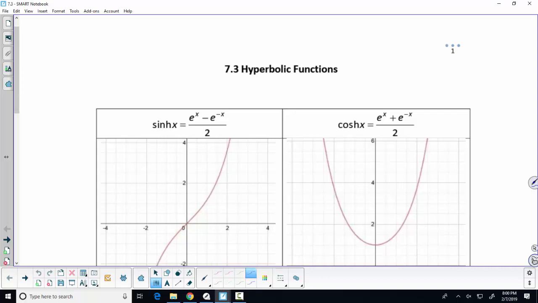So this is the function's name, sinh, and then there's our input. That's just the name of the function. And this is pronounced sinch. And this is pronounced kosh. I don't know how to spell that. Kosh. Rhymes with gosh. So notice they're actually defined in terms of exponential functions.